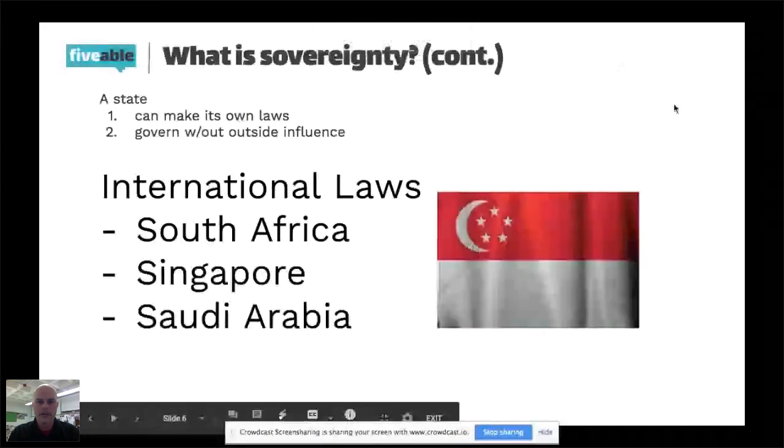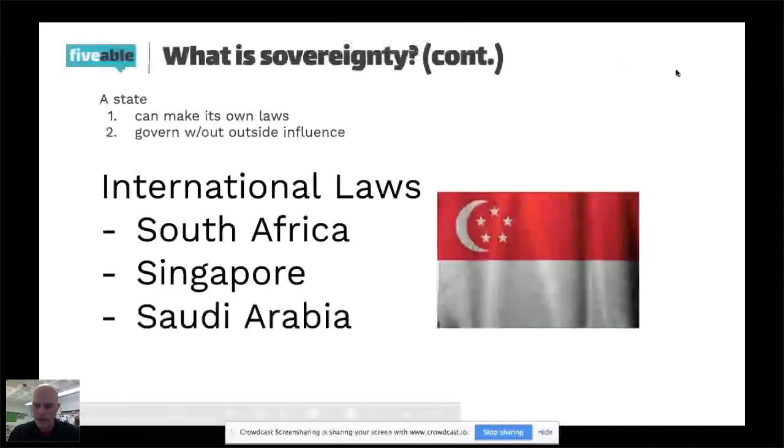This is the flag of Singapore. Okay. Singapore is a little micro nation in southeastern Asia. Okay. In the 1990s, again, there was an 18-year-old kid, probably a little bit older than you guys out there, that was in Singapore, who was caught vandalizing cars. He was spray painting cars.